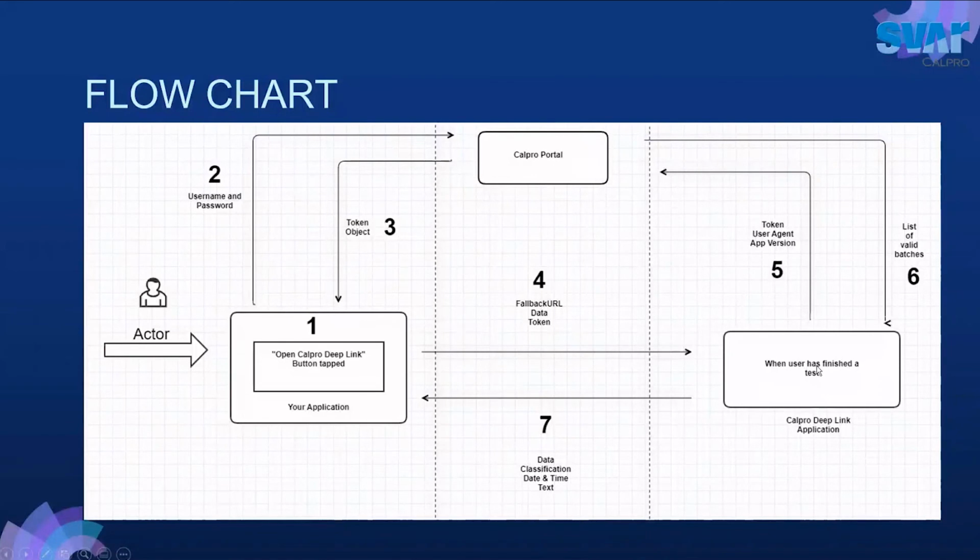When you finish the test and take the picture, the token will be moved over to the Calpro portal. From here on, the Calpro portal gives you a list of valid batches, and then you have the information that goes back to your application. That is data, classification, date and time, and text. These are the objects that you get back to your application when a test is finished.